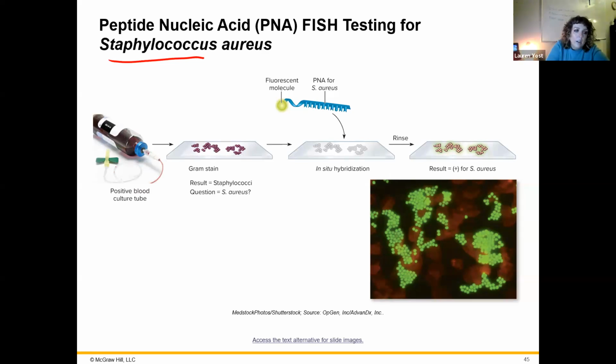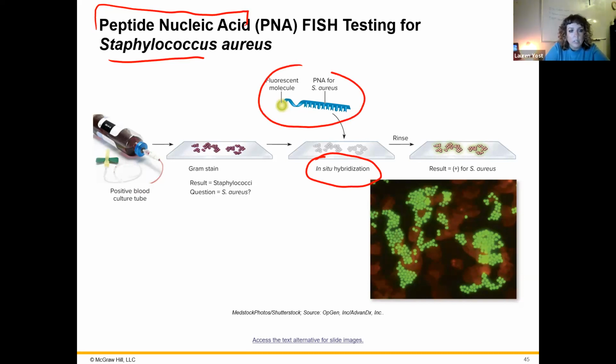So this is a different, specific kind of FISH. This is a peptide nucleic acid FISH testing, but you don't really need to worry about that part of it. So essentially, we have our staph on some sort of substrate, like a slide, and we have our probe that is fluorescently labeled. And if it binds with that sample, then it will fluoresce, it'll glow, and then we'll know that there is staph there because it's specific for staph.